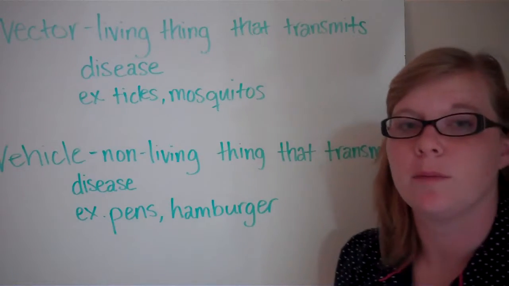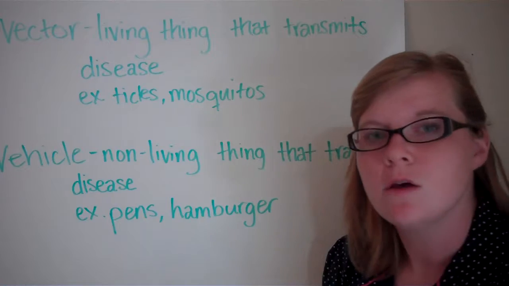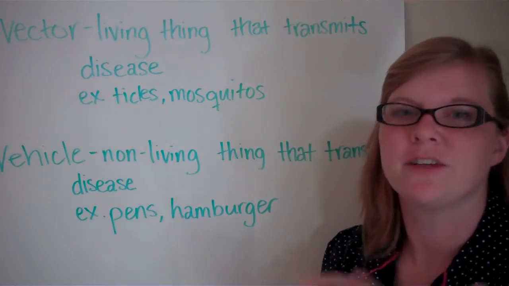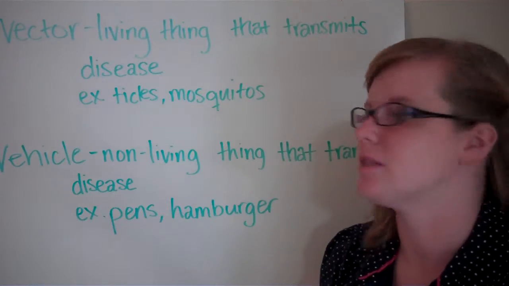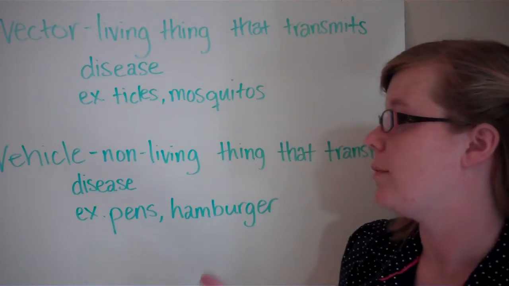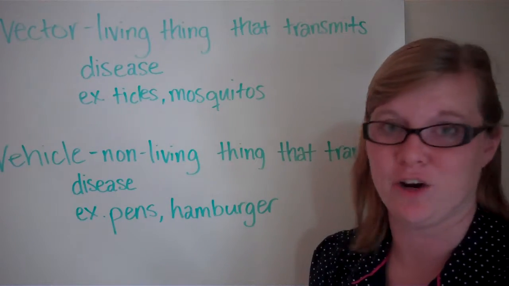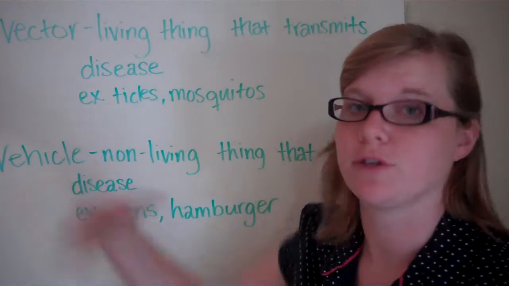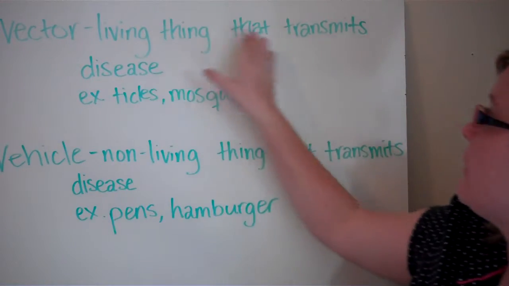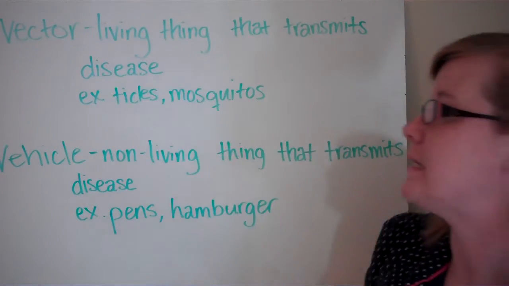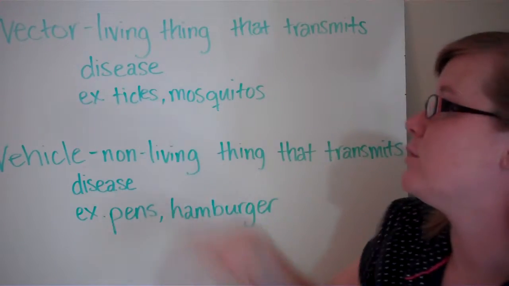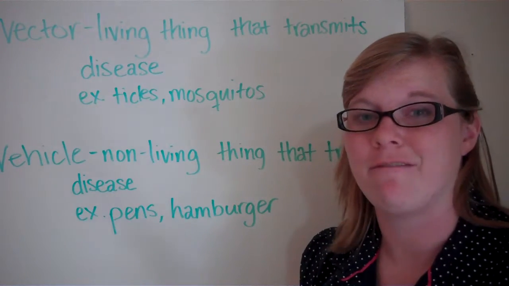Okay, so we're going to talk a little bit more about how diseases are transmitted. So we've talked about all our different pathogens and parasites and how they can spread disease. So we're going to talk about vectors, vehicles, and carriers. So vector is the first one we're going to mention. So this is a living thing that transmits disease. So ticks, mosquitoes, those parasites are traditionally considered a vector.